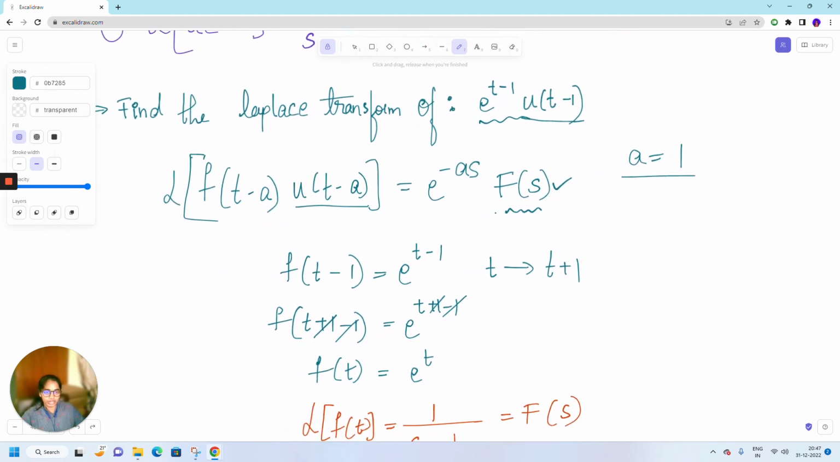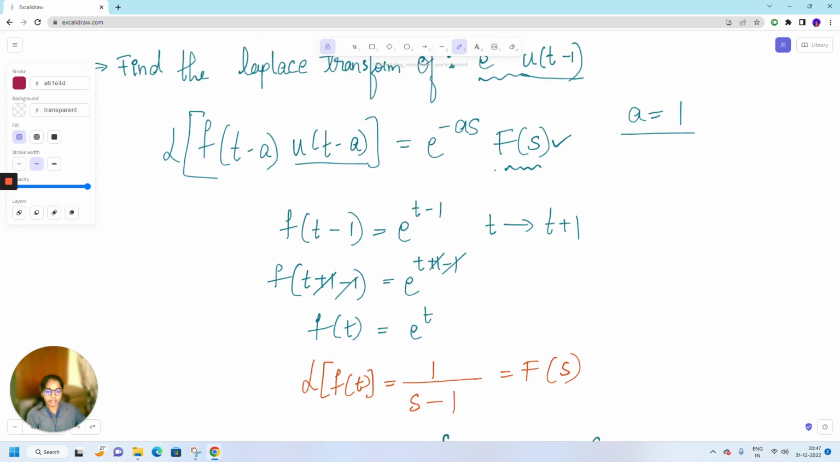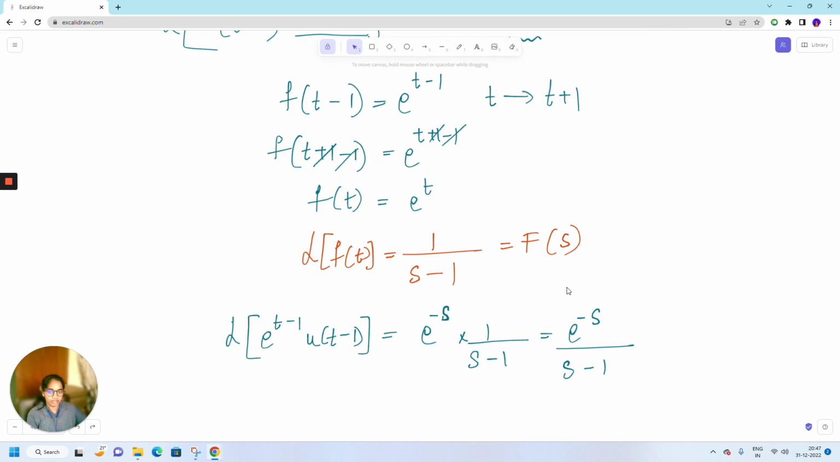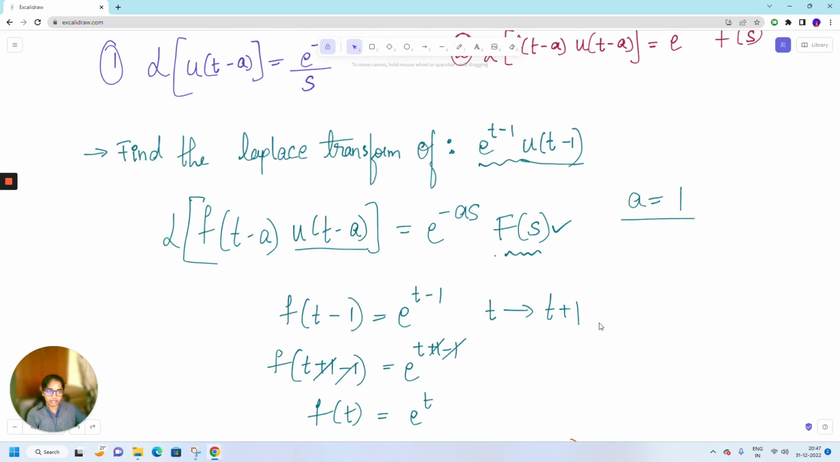So if you get a question like this, the first step would be write down the a value. After that, you would have to write f of t minus a. Then convert f of t minus a to f of t. After converting it to f of t, we would have to find f of s. And then just substitute it in the given formula.